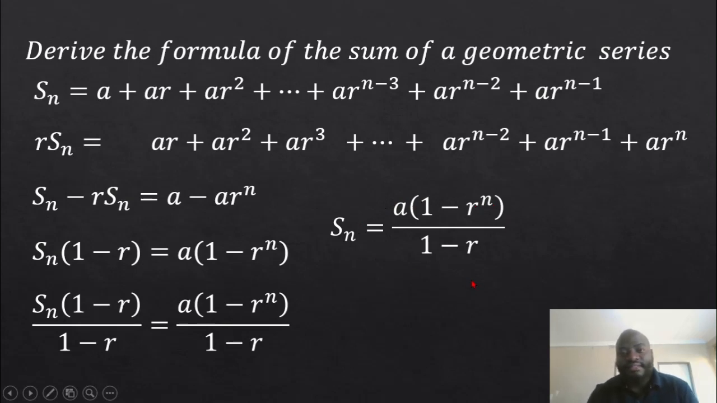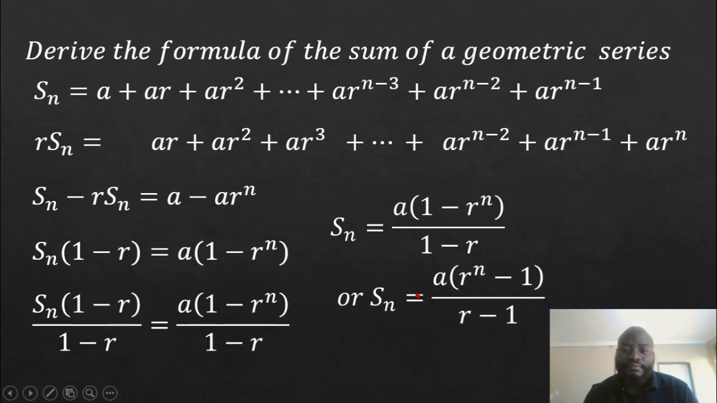And if we multiply the numerator and the denominator by negative 1, we can also write it like this. So these are the two forms that it can take, but they're the same and do exactly the same job.